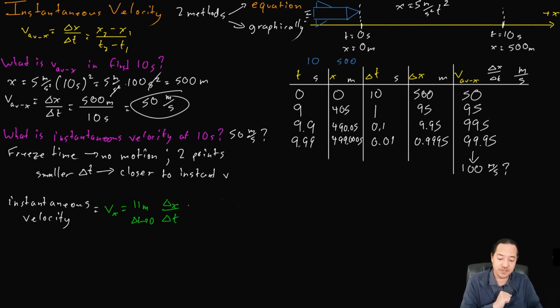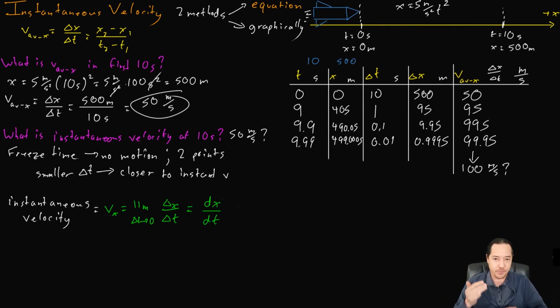So this should look familiar to you. If you've studied any calculus, you're going to know that this is essentially now the derivative of x with respect to t. And so we can now define the derivative here, and the derivative of x with respect to t is going to be equal to our instantaneous velocity.